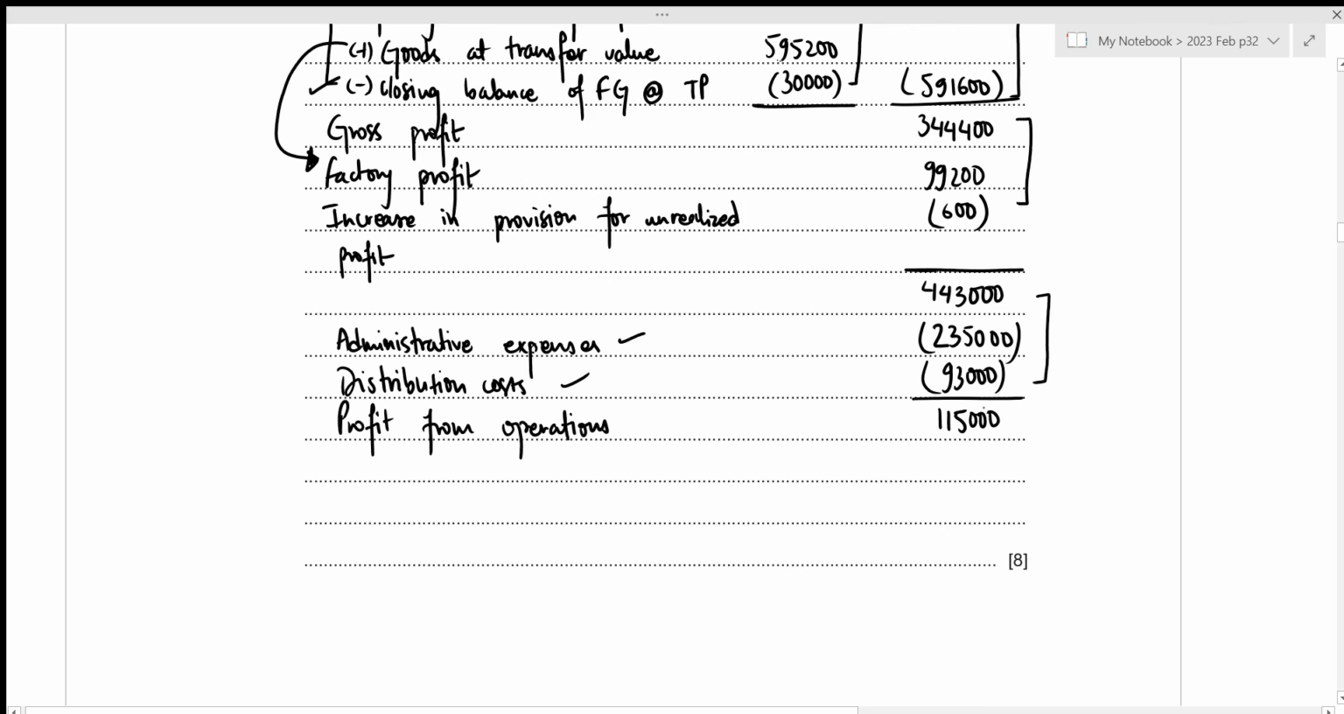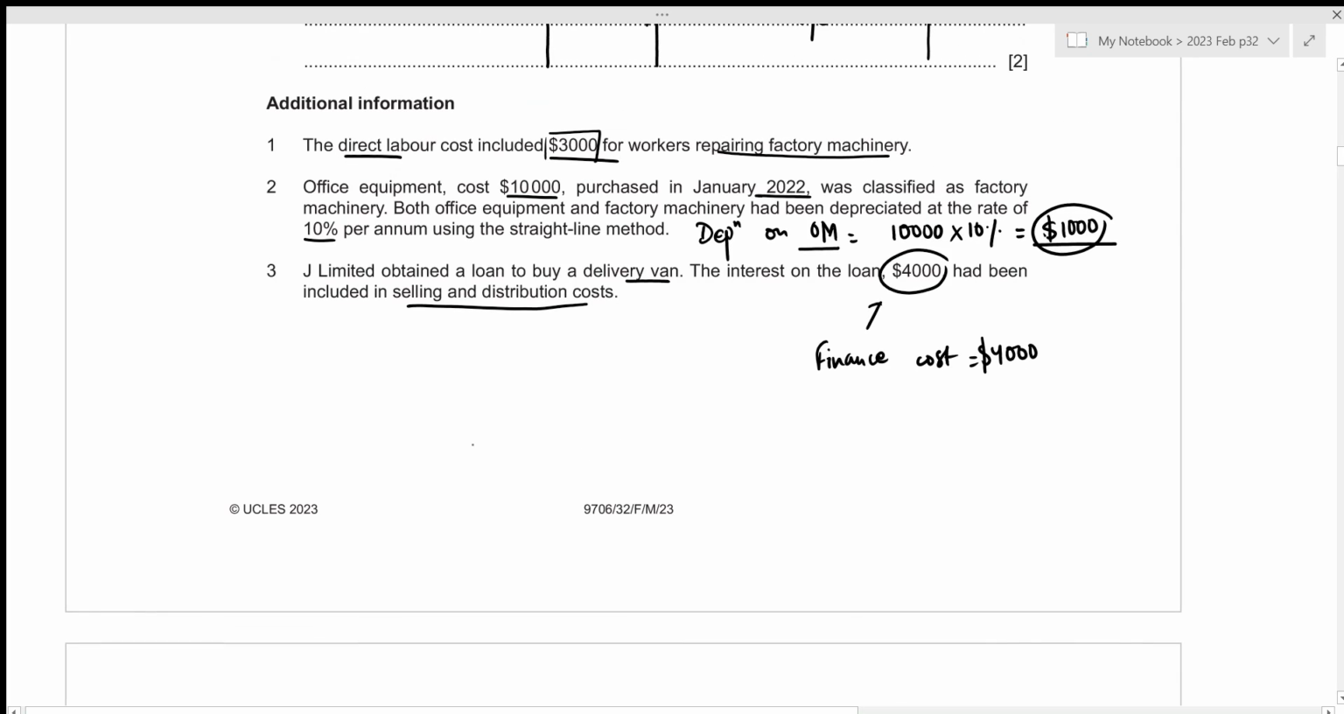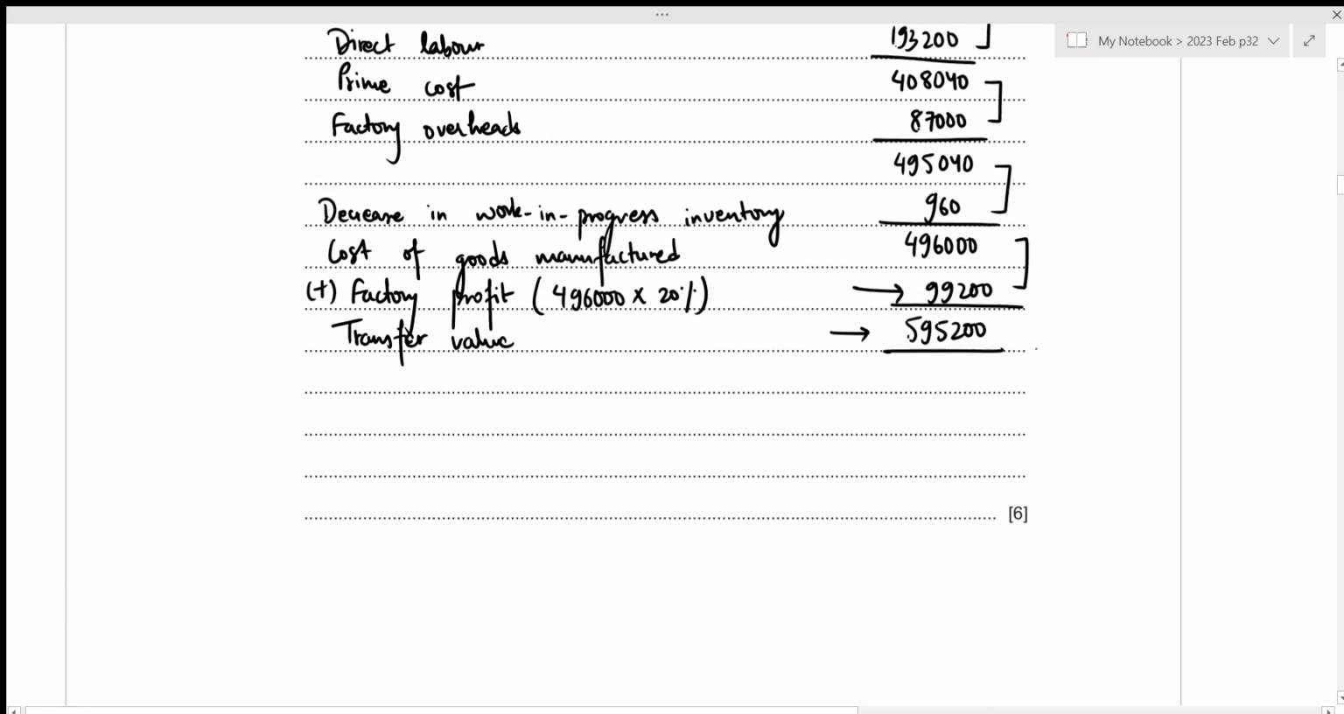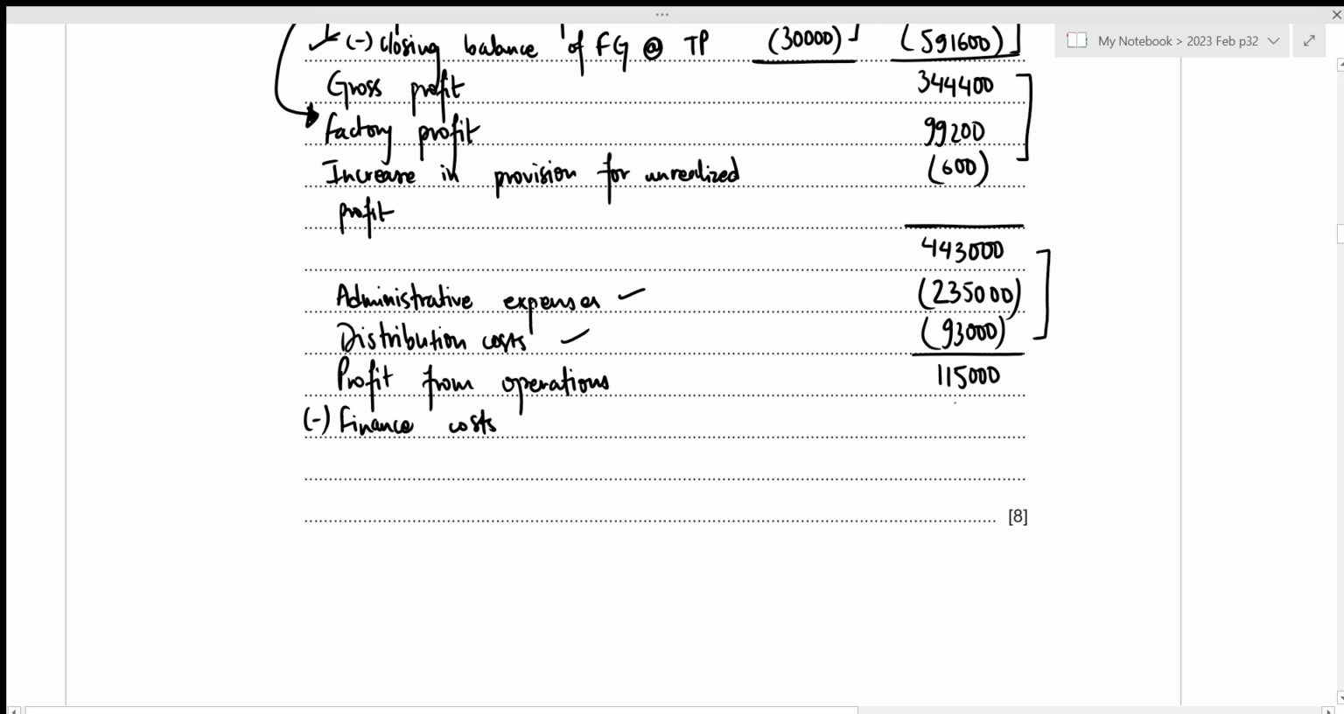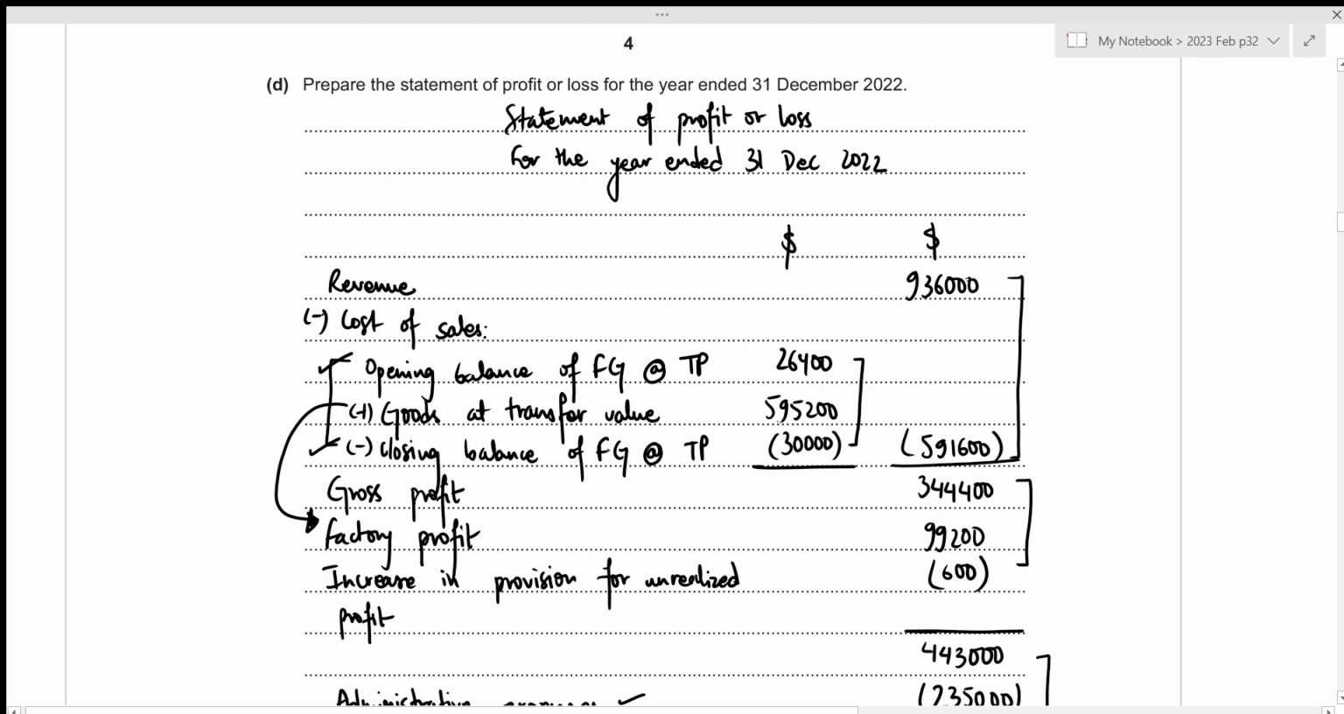Now, in order to figure out the profit for the year from profit from operations, we just need to subtract our finance costs. And we have already figured out the finance cost above, right here. That's going to be 4,000. And now, adding these two will give our profit for the year. So that's 115,000 minus 4,000, which results in 111,000. This is our profit for the year. Okay, this concludes the fourth part of this question. Now let's move towards the fifth one.